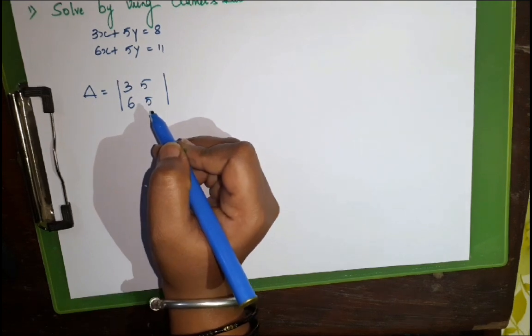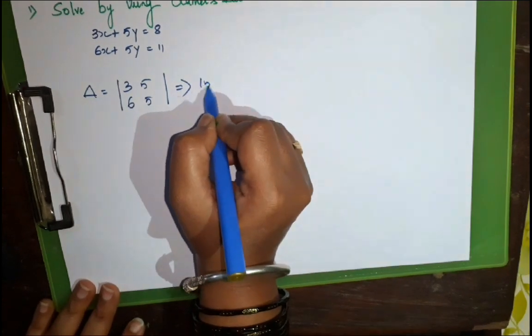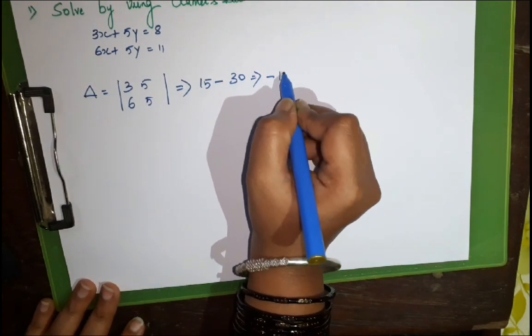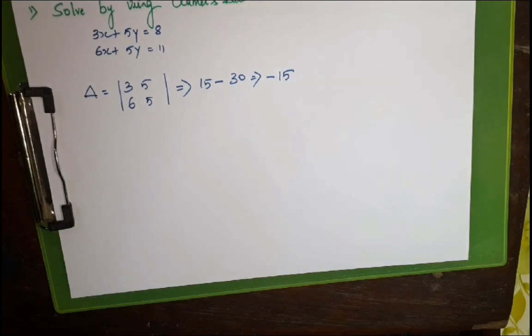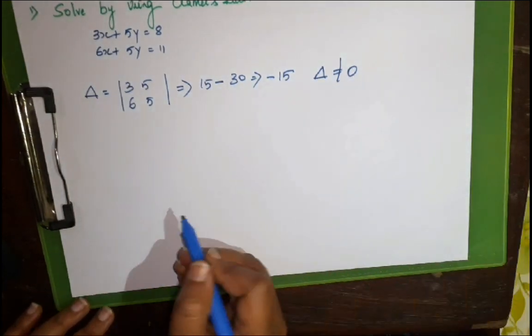After this we have to evaluate it, that is cross multiplying: 3 fives are 15 minus 6 fives are 30. You will get minus 15 as delta. Here you can check that delta is not equal to 0, that's why we are proceeding further.